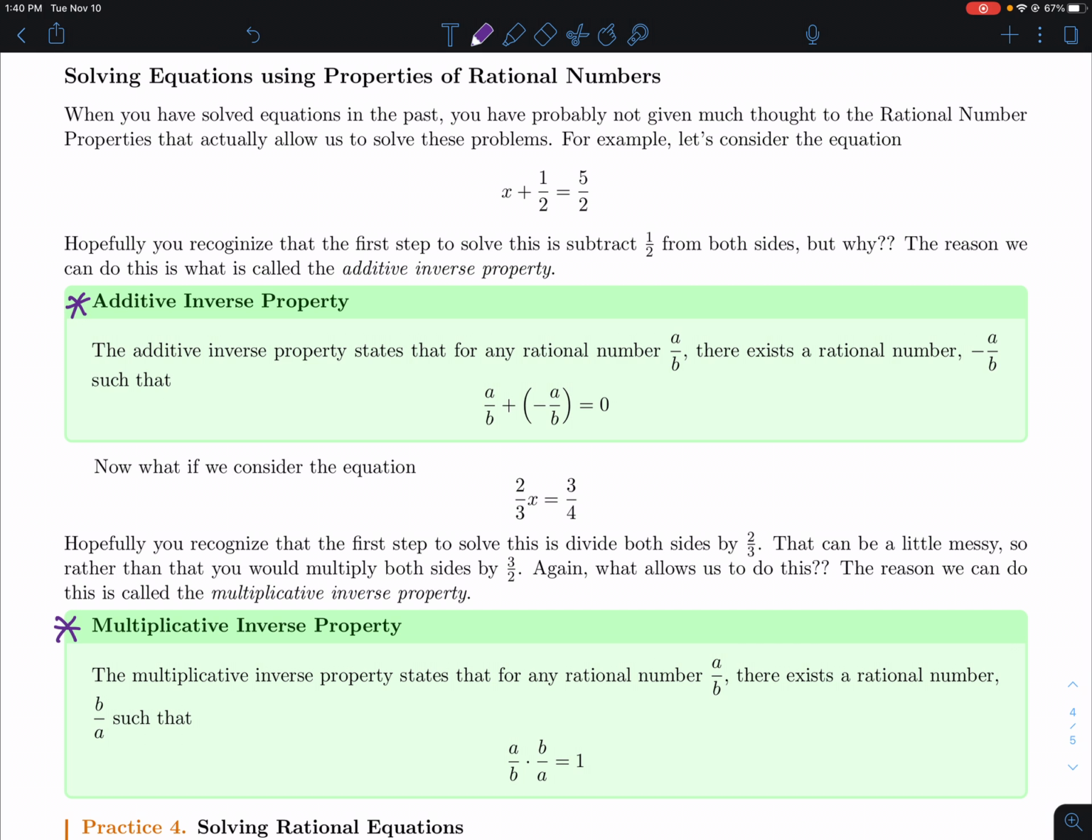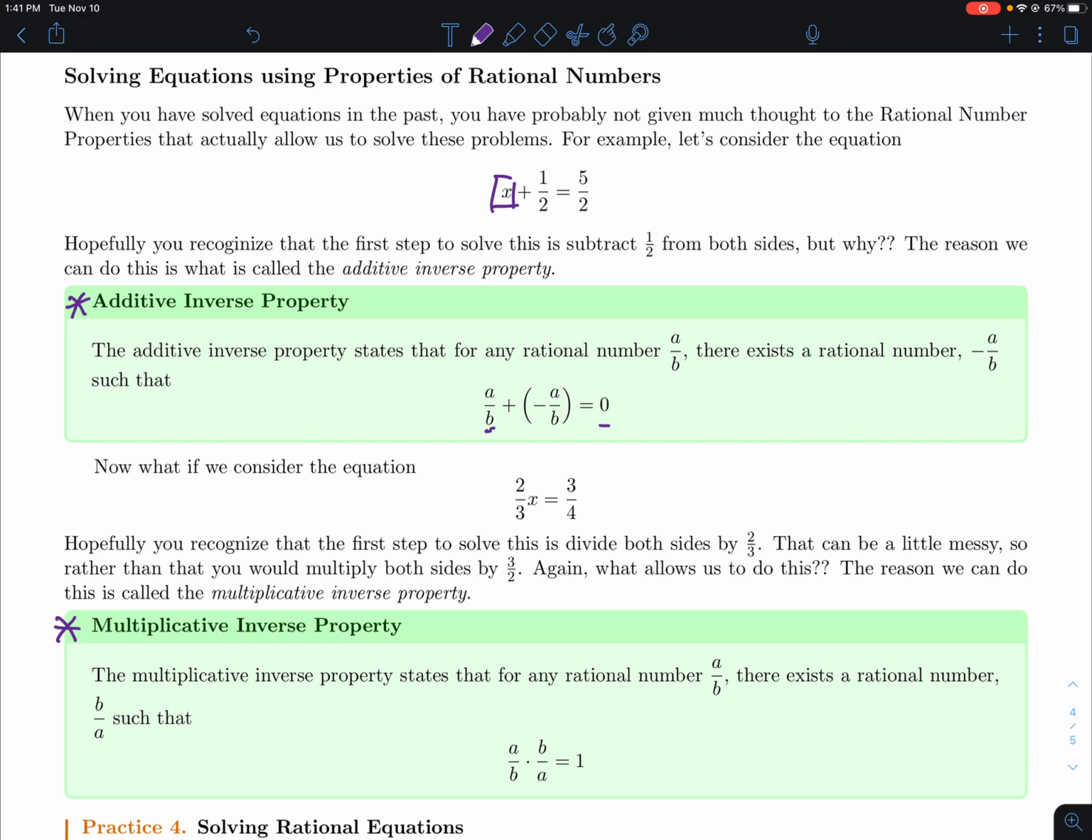So our additive inverse property basically just allows us to, if you're given some number a over b, there's another number, namely negative a over b, so that if you add those two together, it'll equal 0. Like in this problem above, x plus 1/2 equals 5 over 2, what we're trying to do is get x by itself.